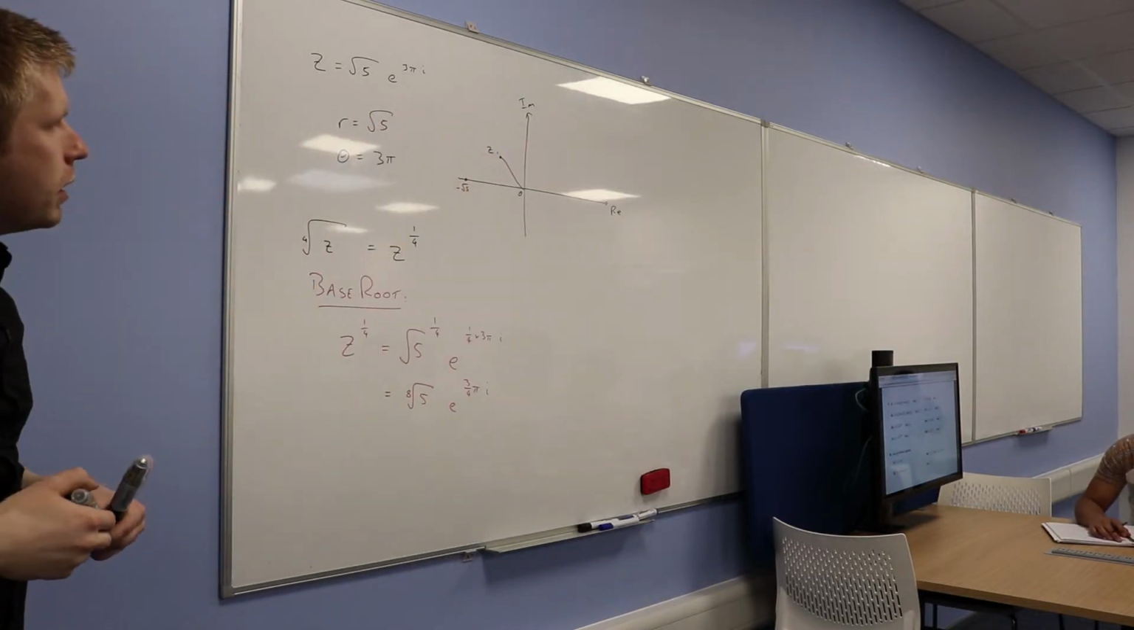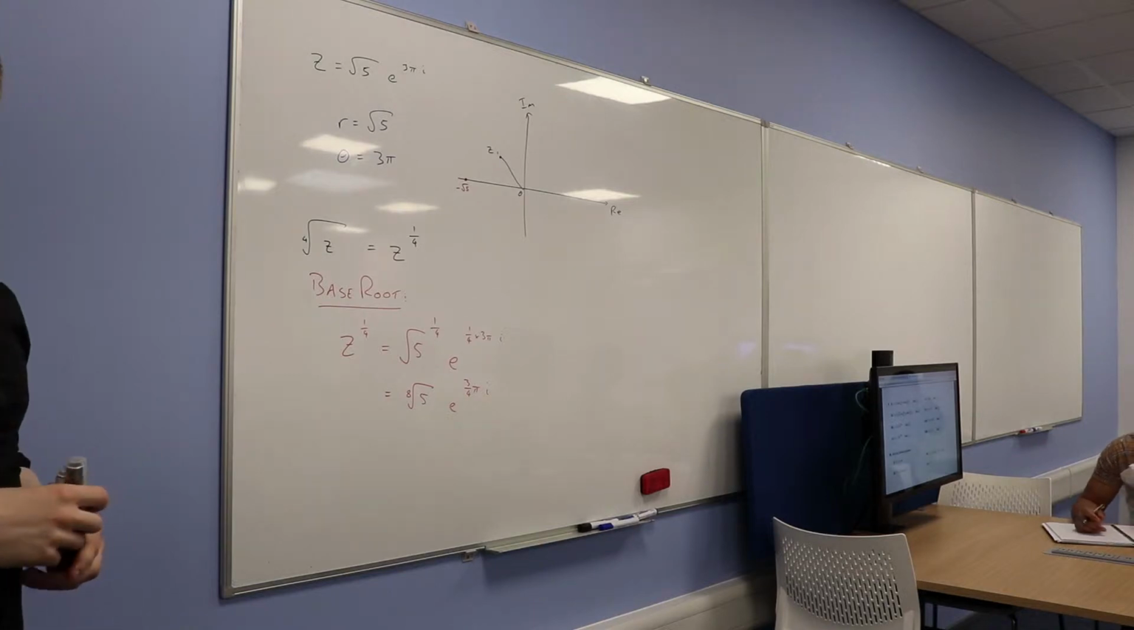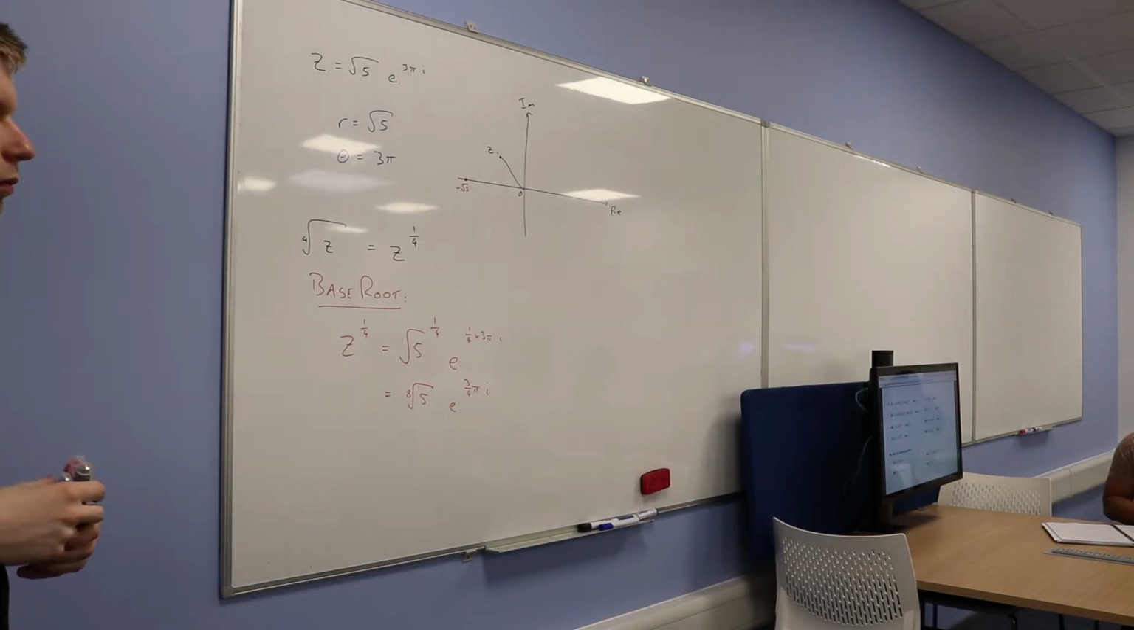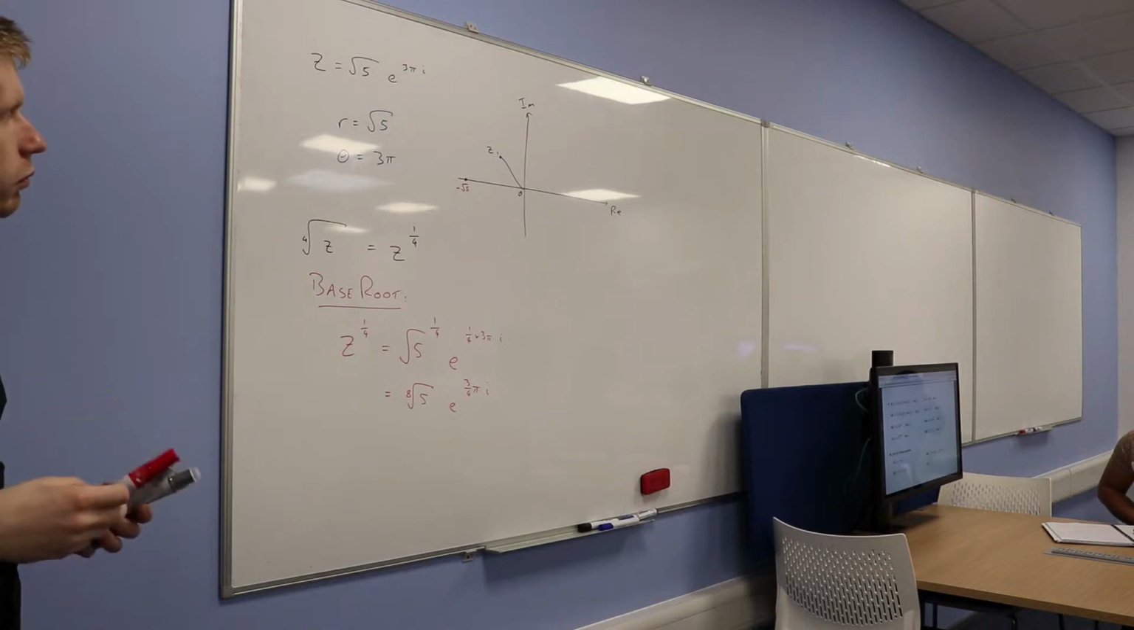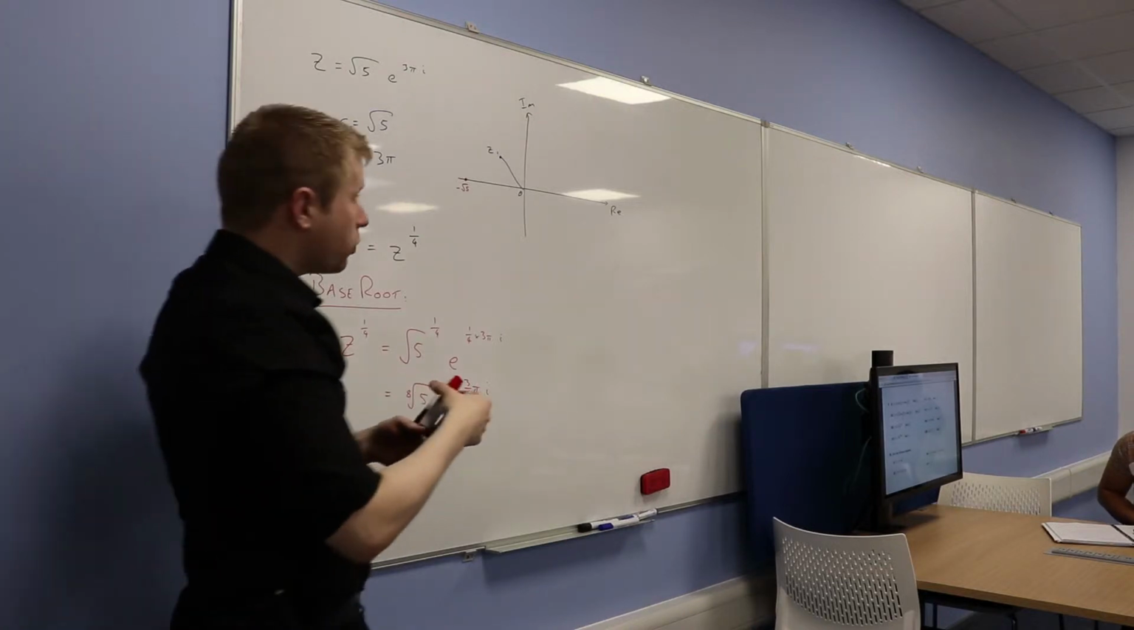Okay? Now, where are the other roots going to lie? So what's the spacing between the 4 roots?